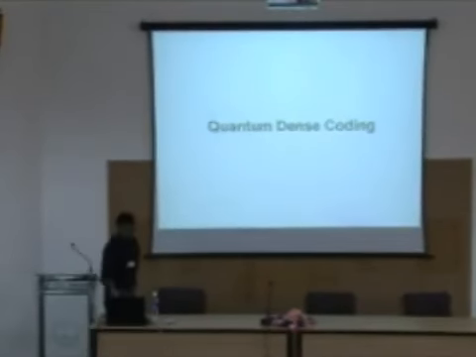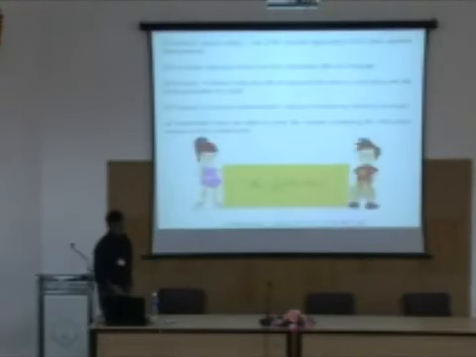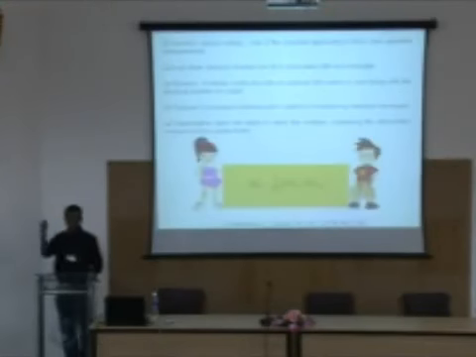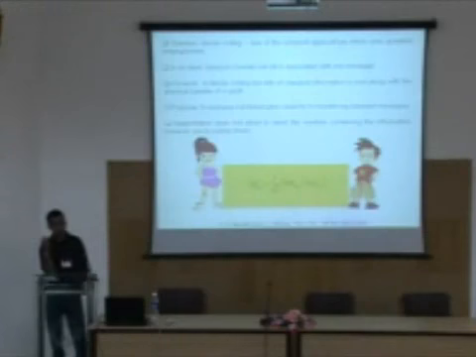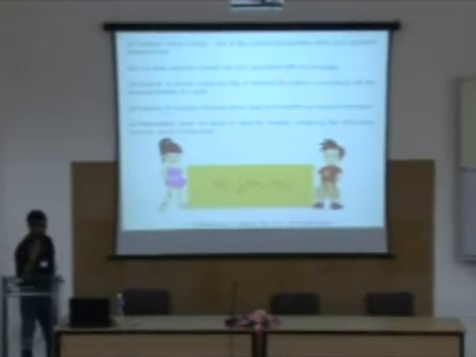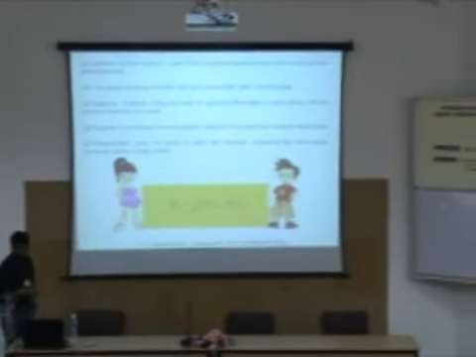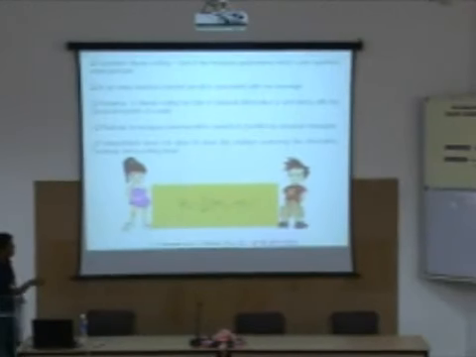Coming on to another application, that is quantum dense coding, which is one of the simplest applications that utilizes quantum entanglement. Here, if we consider Alice and Bob to share one of the entangled states represented here, such that qubit 1 is with Alice and qubit 2 is with Bob.